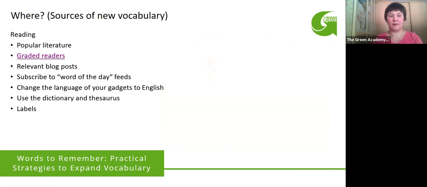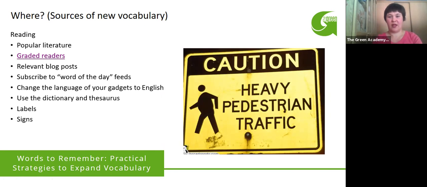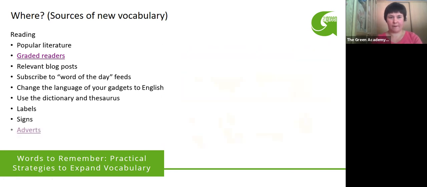Another one is signs. Heavy pedestrian traffic. So what is that? Heavy pedestrian or heavy traffic? See, there are different meanings of heavy. And adverbs. You can also look at adverbs.